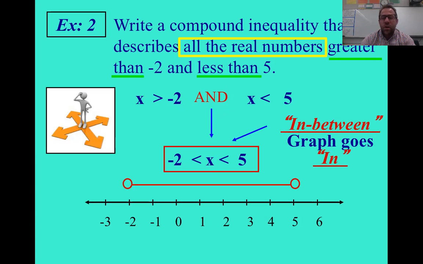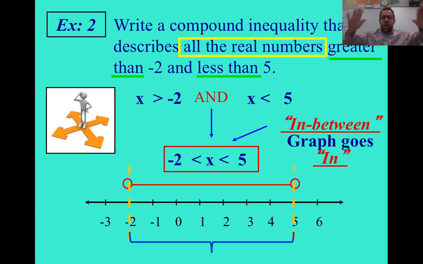The graphs go in. All right, so we want everything between -2 and 5. And that would be all of those numbers. Okay, so your graph goes in. We don't want anything on the outside. Outside is no good. Okay, so we want the graph, everything inside the graph. All right, so that's an and problem. So those are two and problems.